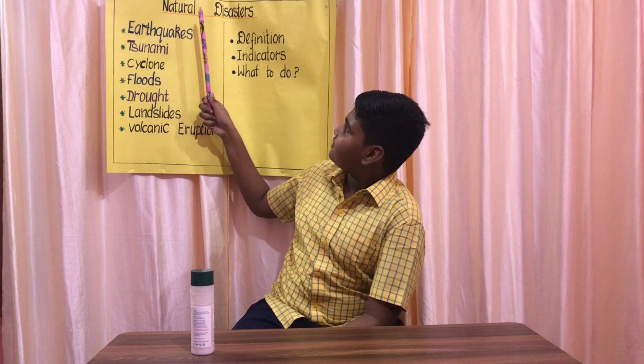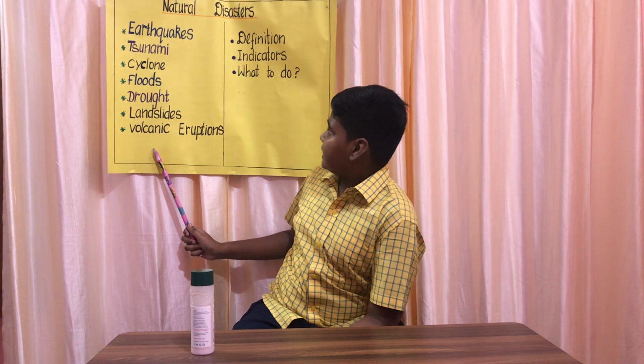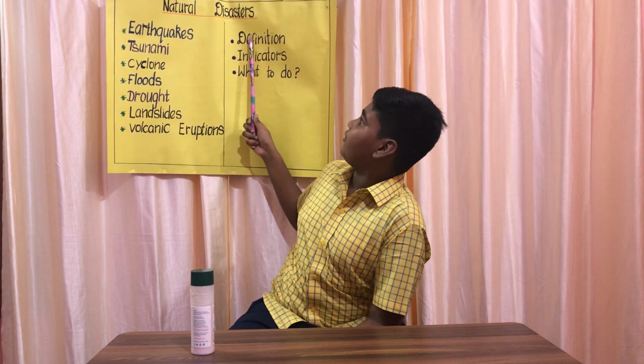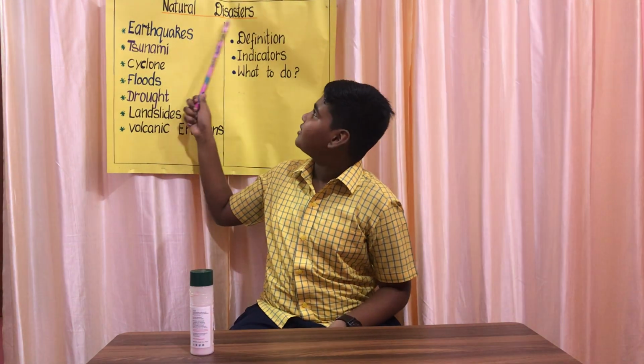So in today's class we learned what natural disasters are, and we learned about 7 disasters. We learned their definitions, indicators, what to do, and the precautions for natural disasters.